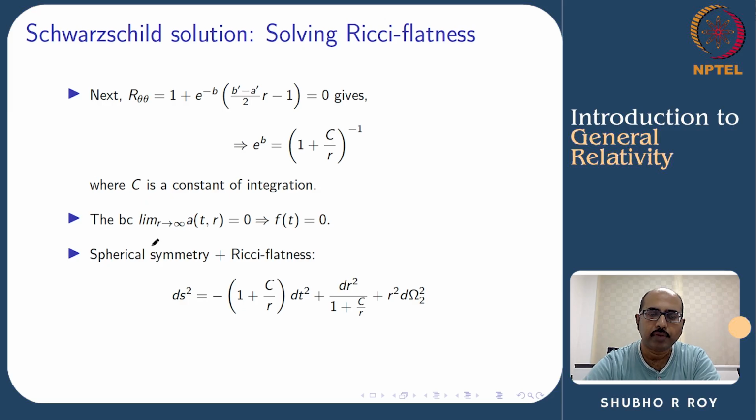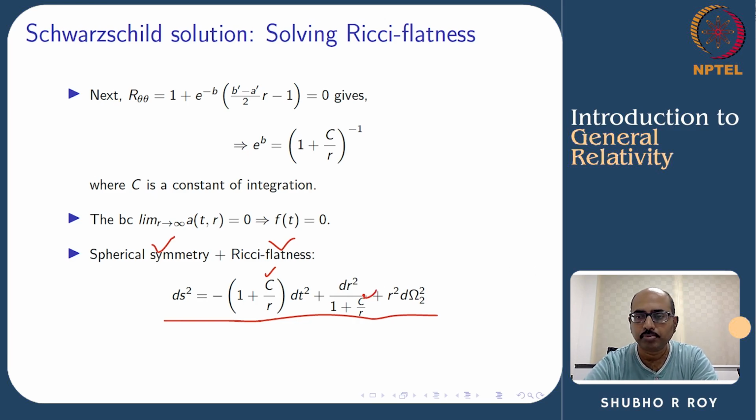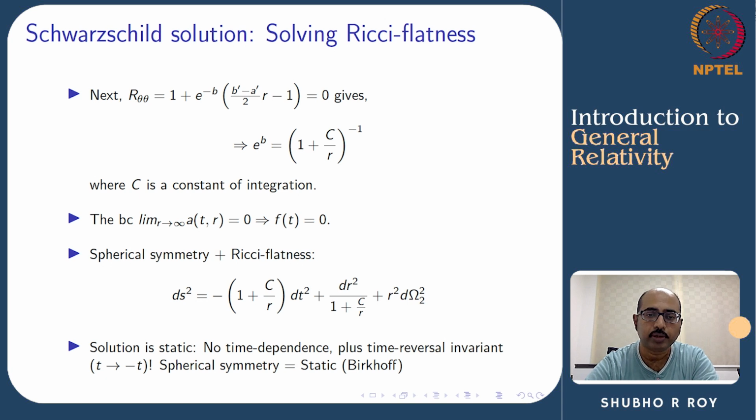So we applied spherical symmetry and then Ricci flatness, and that immediately led us to this form of the solution. The coefficients are determined except for an undetermined constant of integration. So this is basically the Schwarzschild solution. This is kind of amazing because the solution is static. None of the coefficients depend on time. So it's completely time independent. We never asked for time independence. All we were looking for was spherical symmetry.